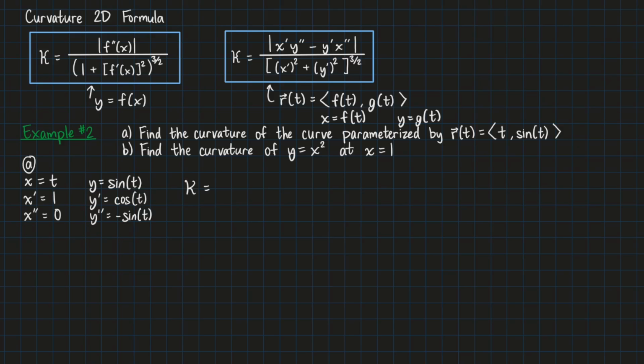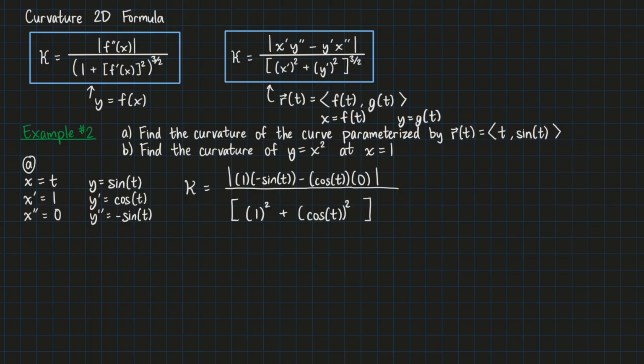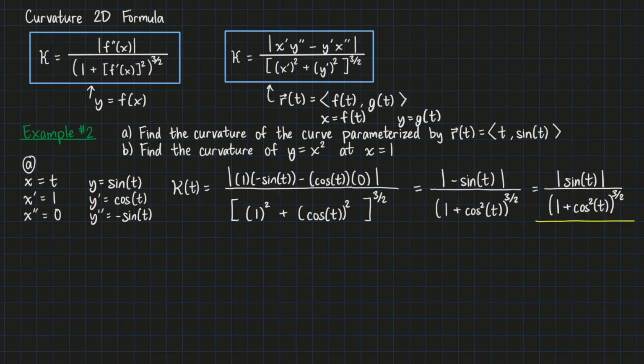So curvature is going to equal, in the numerator, the absolute value of x prime times y double prime minus y prime times x double prime. And this is over x prime squared plus y prime squared, quantity raised to the 3/2 power. This simplifies to the absolute value of negative sine of t over 1 plus cosine squared of t, quantity raised to 3/2. This function is curvature in terms of t, so we can write kappa of t, and then we can drop the negative sign inside of the absolute value. Let's do part B now.